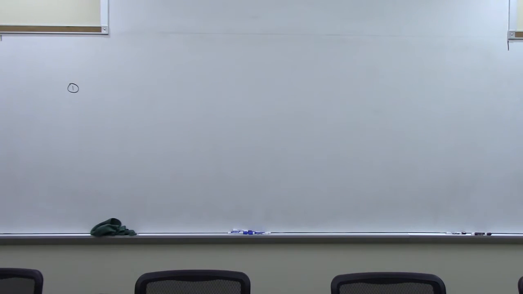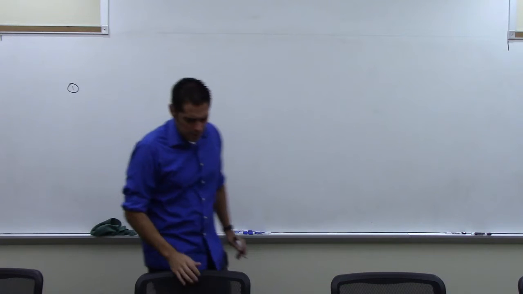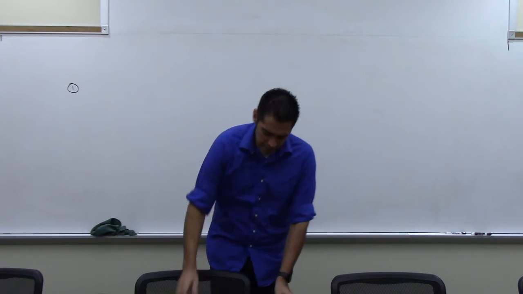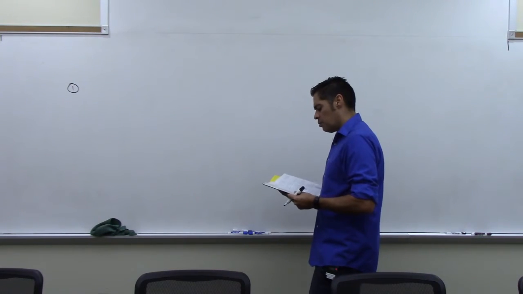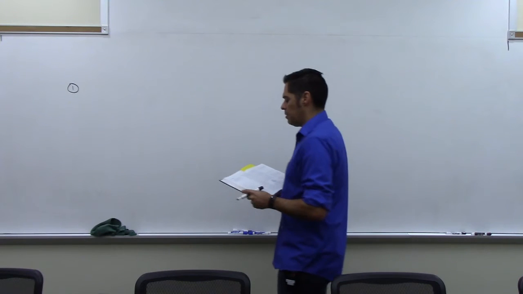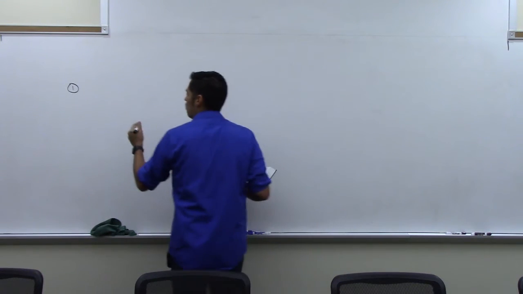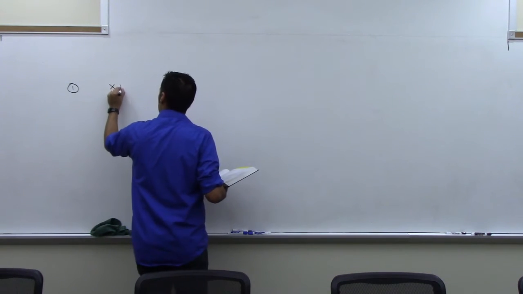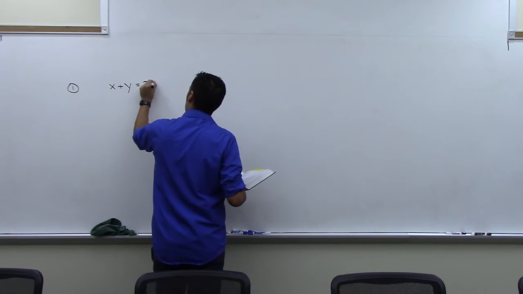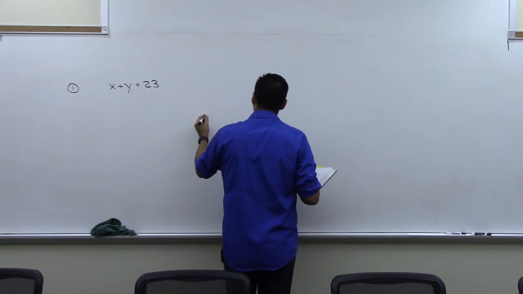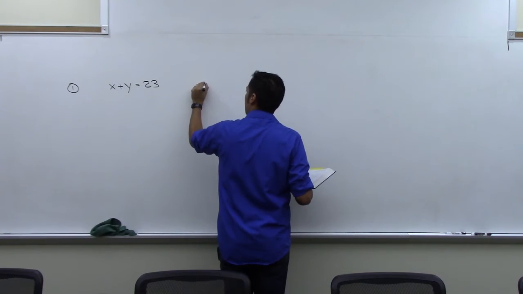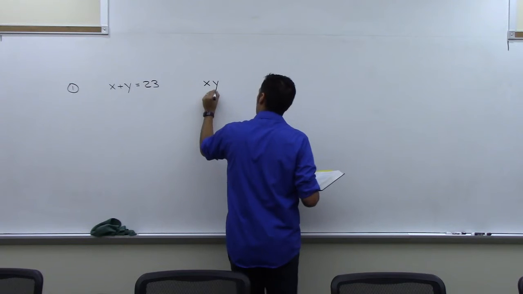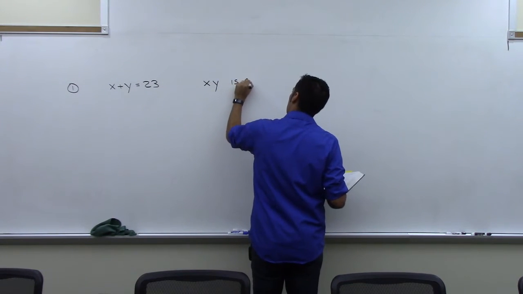We're going to be working the problems from the optimization section 4.5. Number 1 says, consider the following problem. Find two numbers whose sum is 23 and whose product is a maximum. So we want to find two numbers, x and y, whose sum is 23 and whose product, x times y, is a maximum.